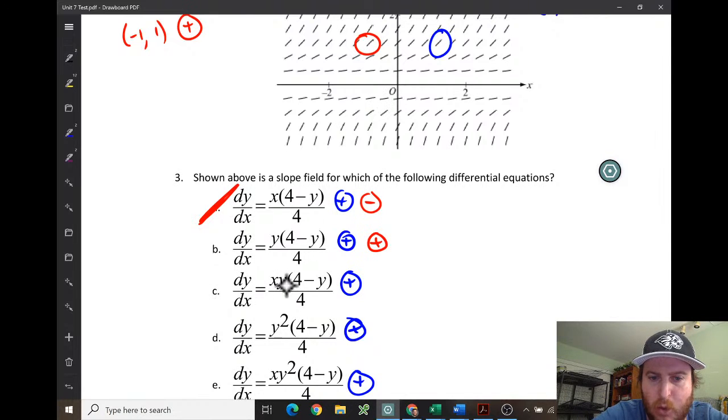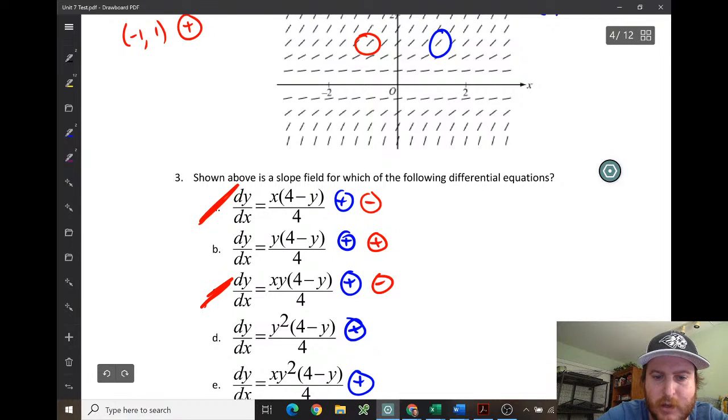Negative 1 times 3 is negative. We can cross out choice C. 1 squared times 3 is positive again. D is still in play. Negative 1 times 1 squared times 3 is negative, right? Because of that negative 1. So I can cross out E. Now I'm down to just B and D.